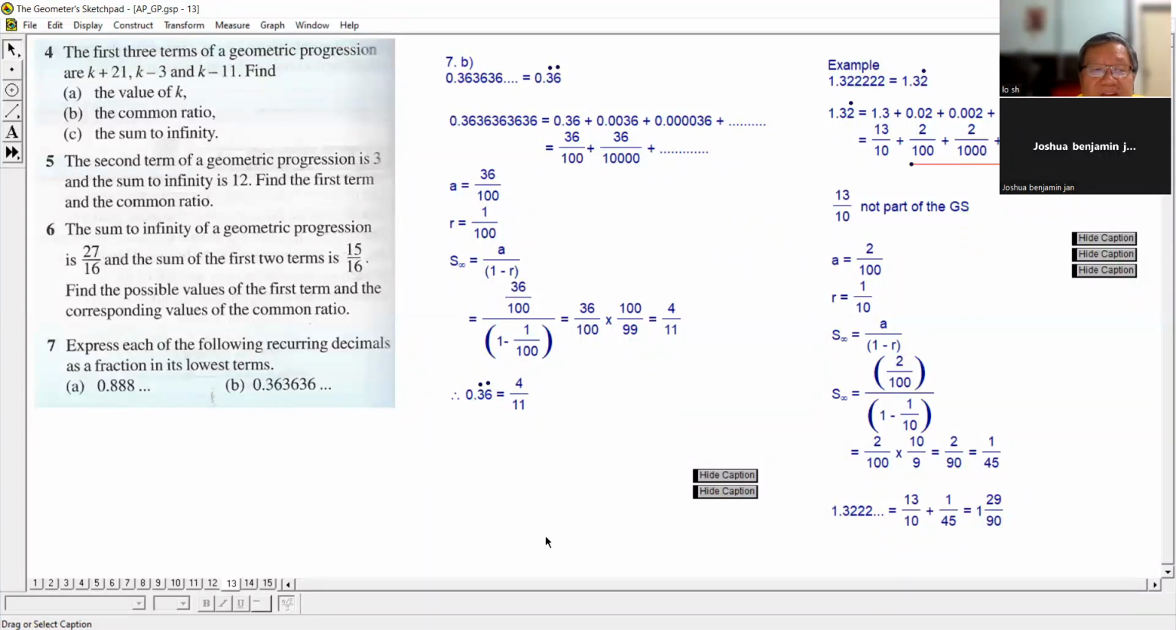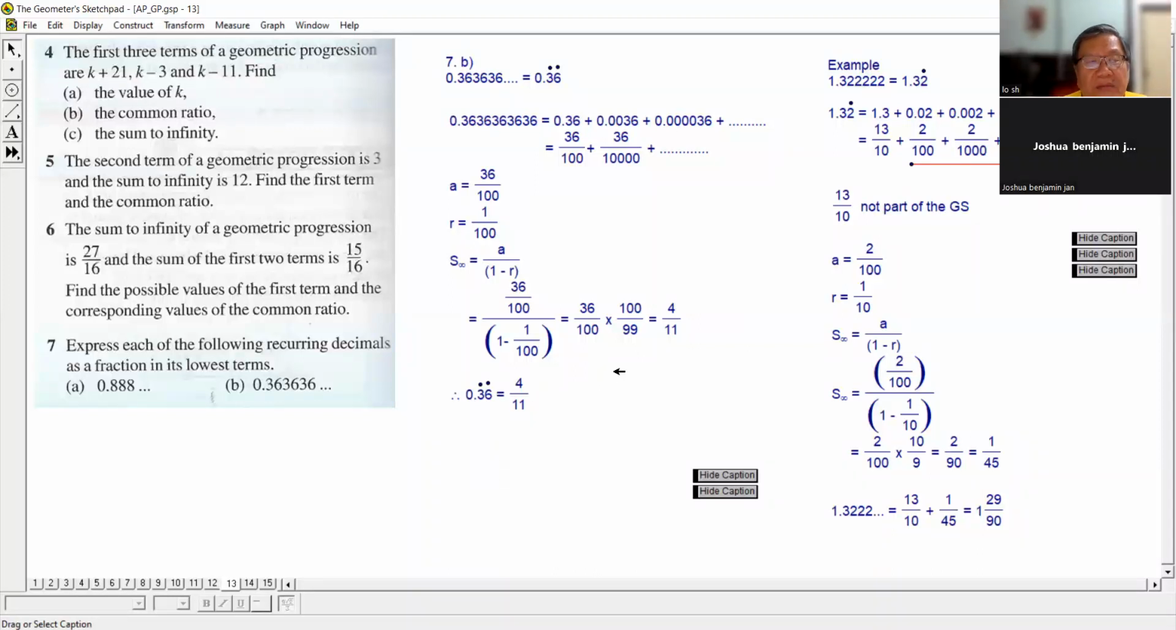0.363636. So it means that this number, 0.363636, is actually 4 over 11. It's actually 4 over 11, right? So now I have successfully changed this recurring decimal into a fraction.